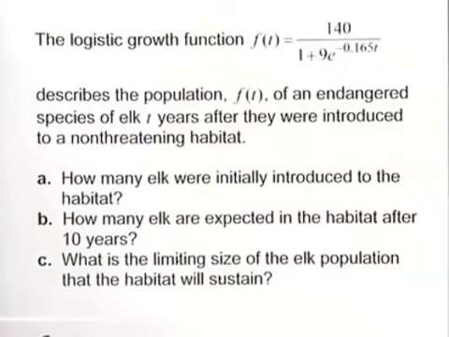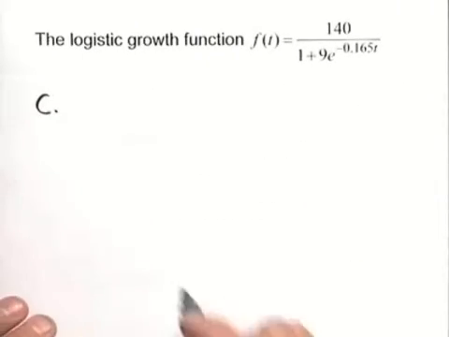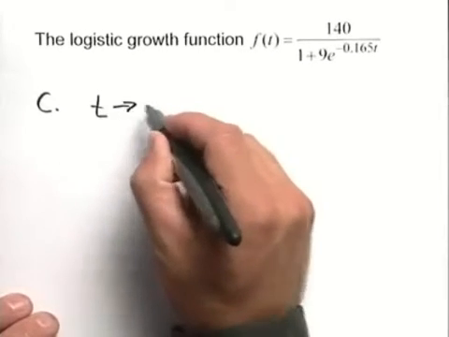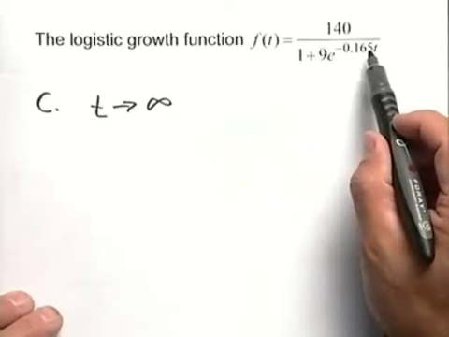Now let's finish our problem. Part C says, what is the limiting size of the elk population that the habitat will sustain? All right, going to our function here, basically we're going to let t go to infinity. As t goes to infinity, the exponential goes to 0.